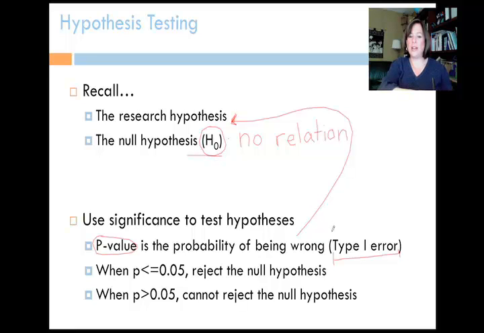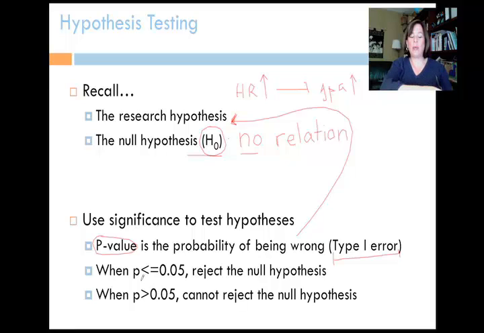So a type 1 error is that we think there's a relationship, that as hours spent studying goes up, so does GPA. We could hypothesize this and be wrong. And if we're wrong and truly there's no relationship between hours spent studying and GPA, that would be called a type 1 error. Okay, so we're going to hear more about that in a second.